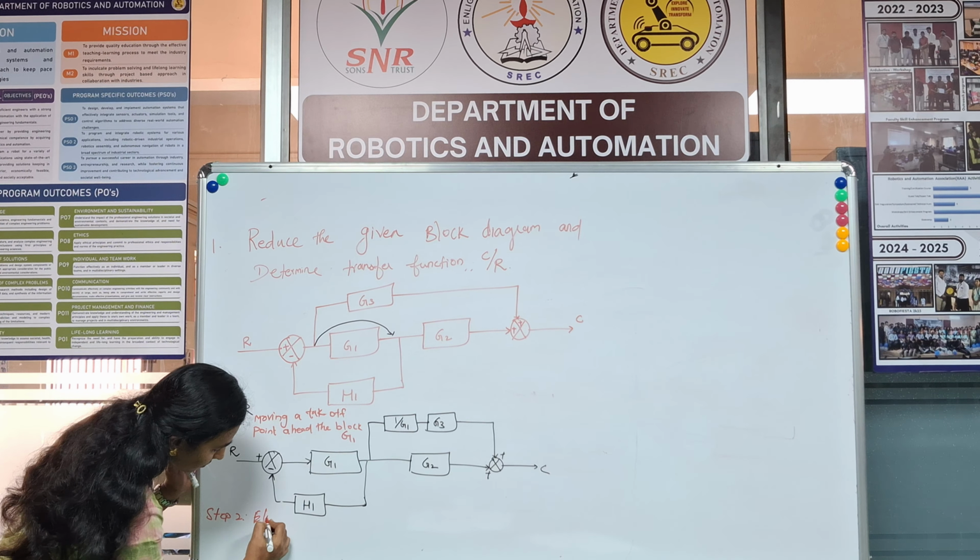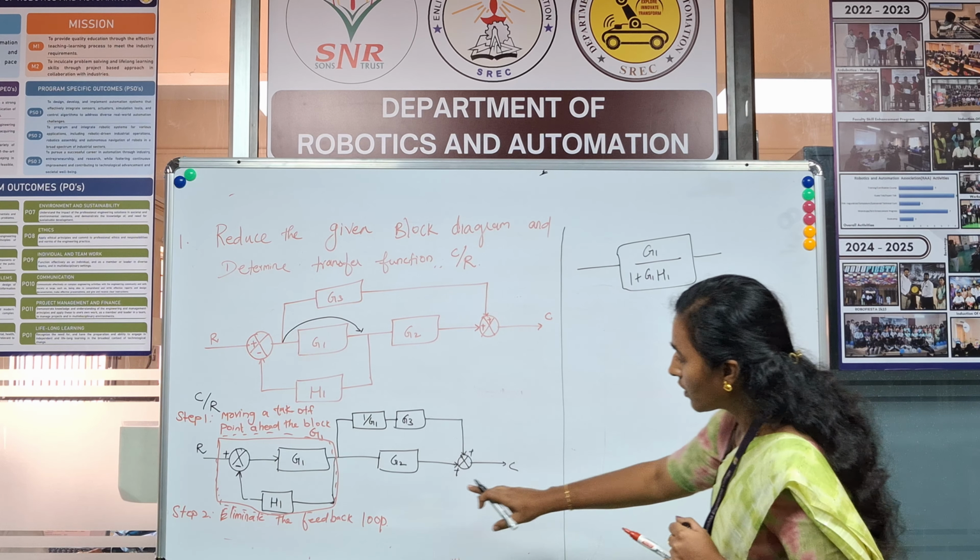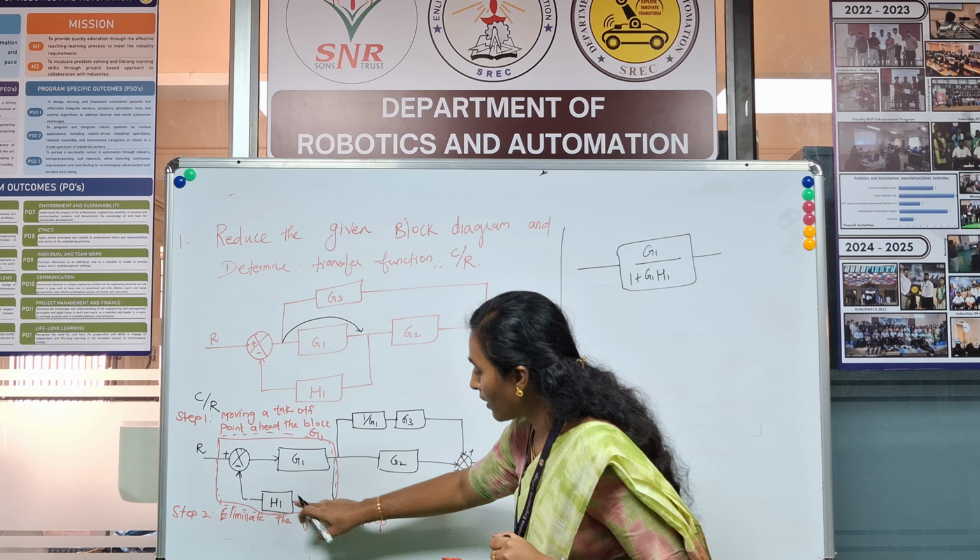So when you are applying the rule, what will you have? On eliminating this feedback, you will get a single block. The block value, which is the upper block value, is nothing but G1 divided by 1 plus G1 into your feedback value H1, right? G1 divided by 1 plus G1 into H1 you will have. So I have reduced this feedback into one single block, which is G1 divided by 1 plus G1 into H1.